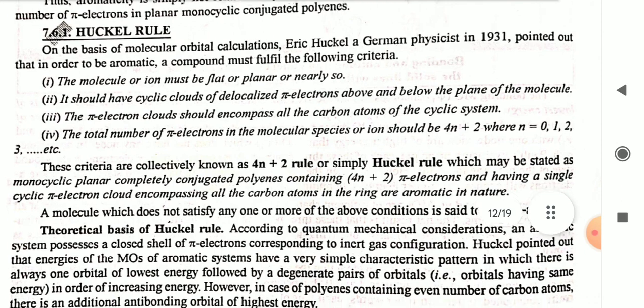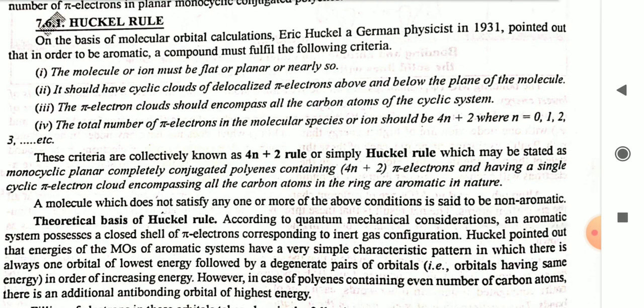Huckel rule. On the basis of molecular orbital calculations, Erich Huckel, a German physicist, in 1930 pointed out that in order to be aromatic, a compound must fulfill the following criteria. First, the molecule or ion must be flat or planar, or nearly so. Second, it should have a cyclic cloud of delocalized pi electrons above and below the plane of the molecule. Third, the pi electron cloud should encompass all the carbon atoms of the cyclic system. Fourth, the total number of pi electrons in the molecular species or ion should be 4n plus 2, where n is equal to 0, 1, 2, 3, etc.